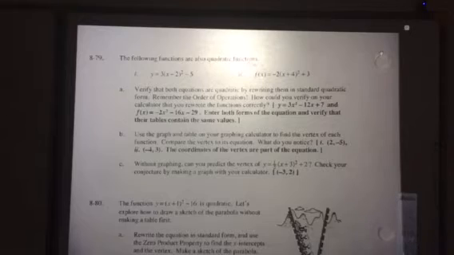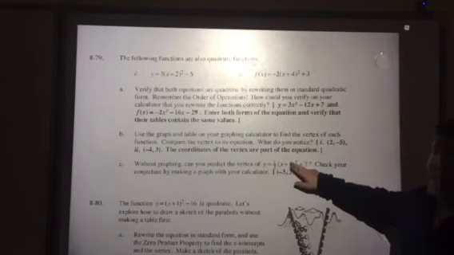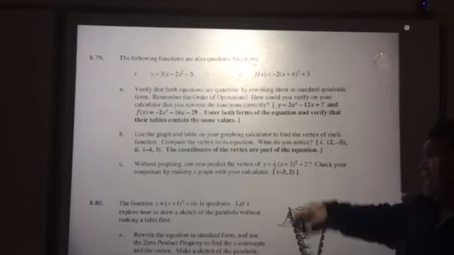The coordinates of the vertex are part of the equation. So without graphing, can you predict the vertex of y equals 1/2 times (x plus 3) squared plus 2? Okay, and we're going to work on this. So that's (-3, 2). The number in parentheses goes to its opposite. I'm going to explain that on Tuesday. Okay, and the 2 stays.